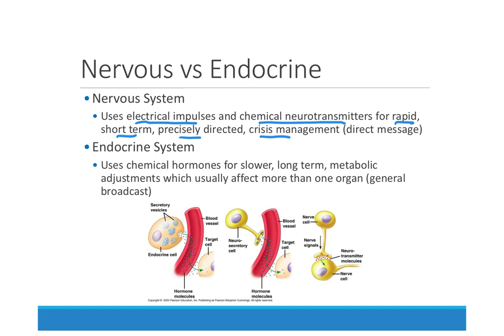In comparison, the endocrine system uses chemical hormones for a slower, long-term metabolic change, which usually affects more than one organ. You can think of the endocrine system as putting out a general broadcast, and all the cells with the correct receivers, or the receptors, will be able to pick up the message.